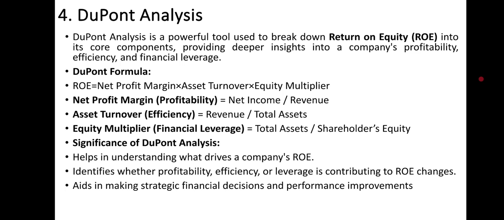multiplied by equity multiplier. When you want to calculate the net profit margin, that means profitability, it is net income divided by revenue. In that way you can find out the profitability within a business. Next we have asset turnover, which is efficiency: revenue divided by total assets. And the equity multiplier, or financial leverage, is total assets divided by shareholder equity.